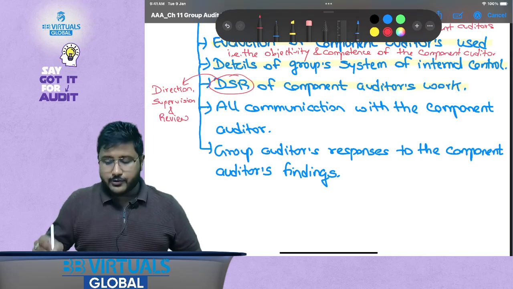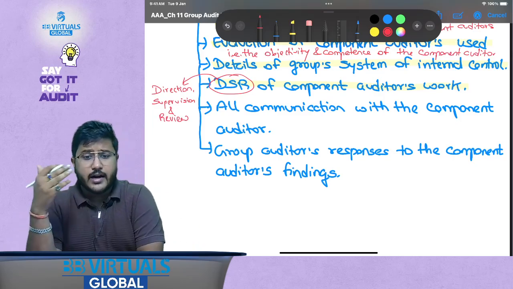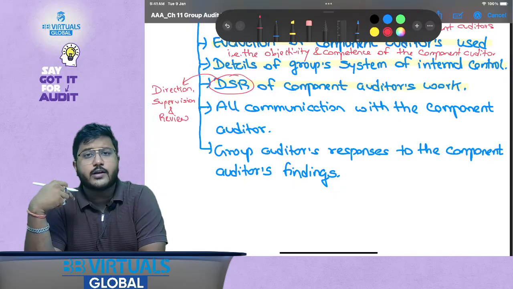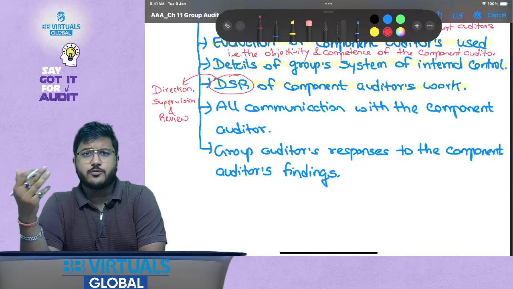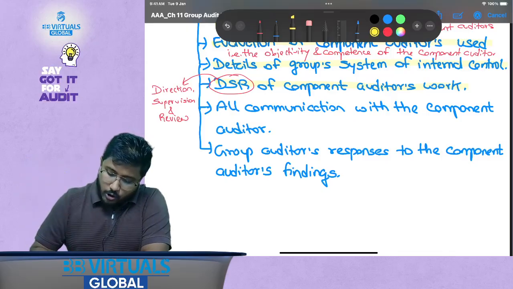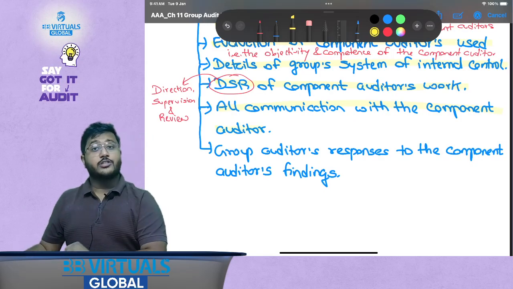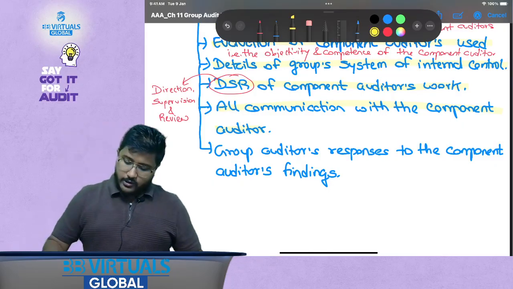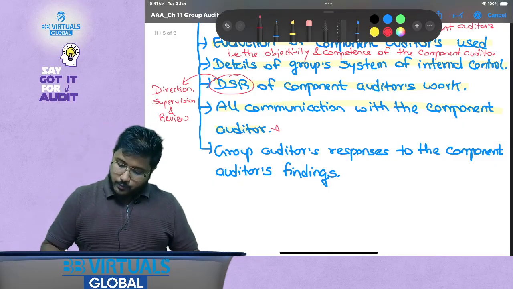Of component auditors' work. That is how that work would be directed, how the instructions would be sent, how the work would be reviewed by the group auditor, and how the supervision would happen on a continuous basis, so that we do not lack on anything at the end. Now all communication with the component auditors needs to be maintained, so that it could be used as evidence later on. This is a very important pointer.